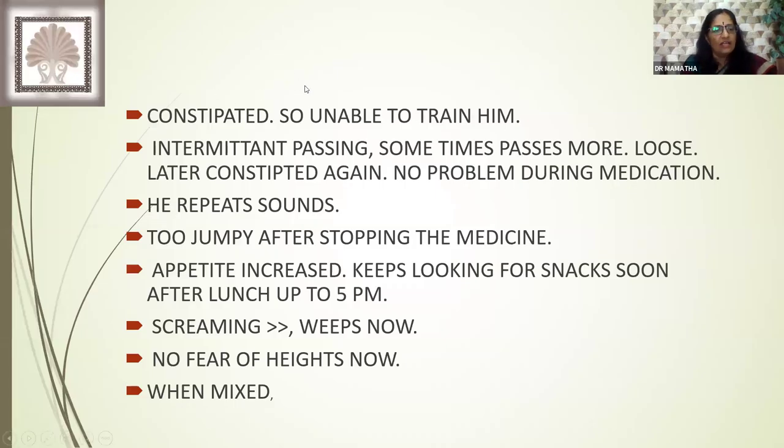So they were irregular also in between, constipated, so unable to train him. Intermittent passing, sometimes he passes more. Loose stools sometimes, later constipation again, no problem during medication. He repeats sounds, too jumpy after stopping the medicine. Appetite increased, keeps looking for snacks soon after lunch to 5 p.m. And screaming has almost stopped. So it is decreased very much, and he weeps now. He doesn't scream, but he weeps if he is not happy.